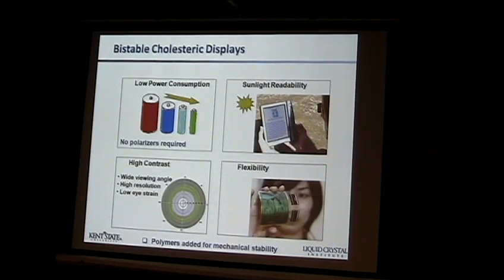Okay. So right now, instead of this, you tilting your head is the angular dependence of its color reflection. So we want to solve that problem. Anybody have any idea about how to solve it?